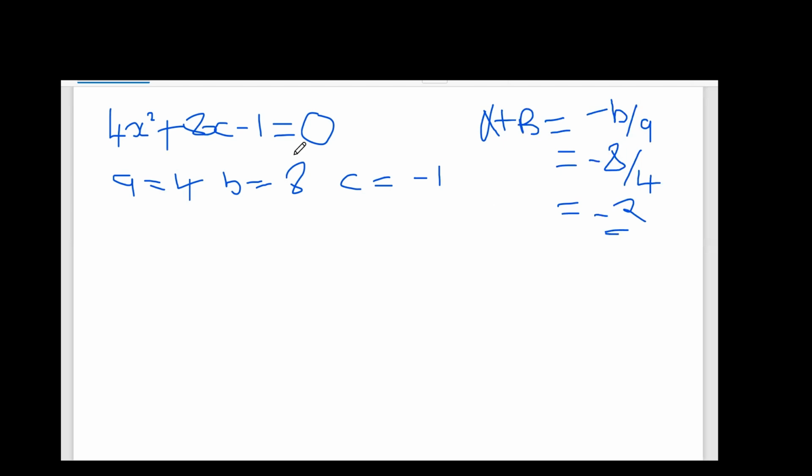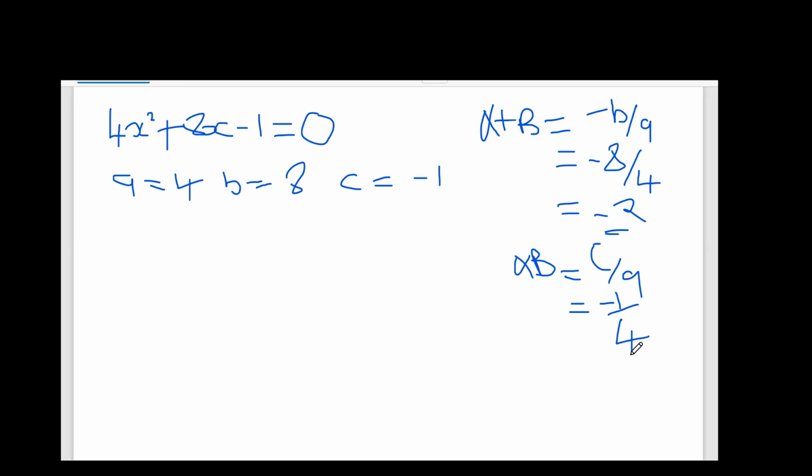Then let's find our product. Alpha multiplied by beta is equal to C over A, which is equal to -1 over 4, since our C is -1 and our A is 4. So from the information that we've been given here, we've managed to find alpha plus beta, and we've managed to find alpha multiplied by beta.